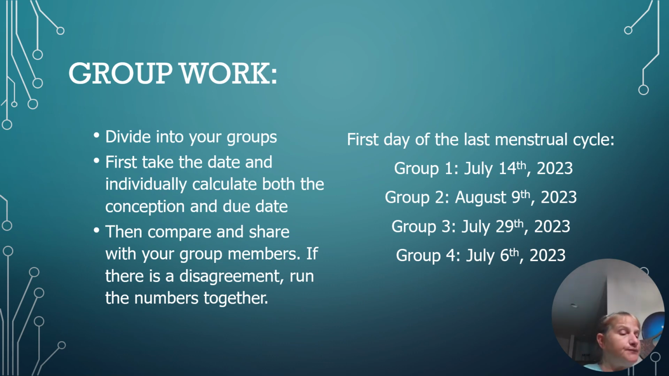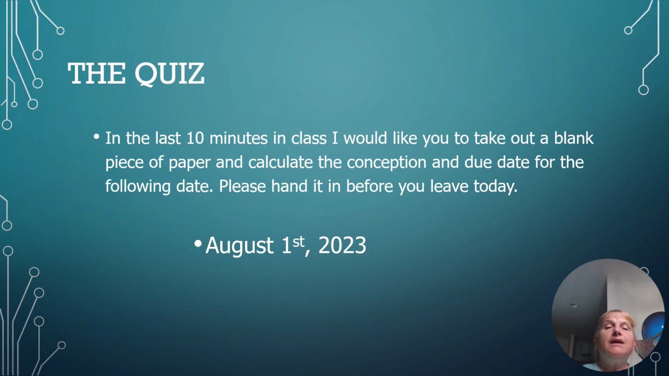So then, now that we've done that, in the last 10 minutes of class I would like you to take out a blank piece of paper and calculate the conception and due date for the following date. I'm going to display the calendar up on the board again so that you have it to use, and I want you to hand it in before you leave today.